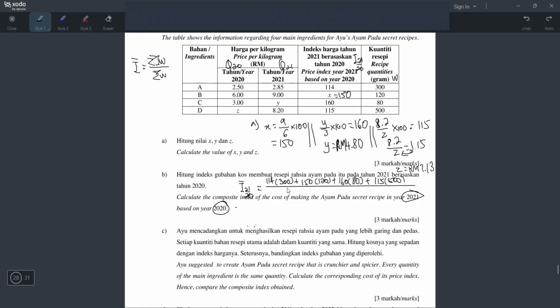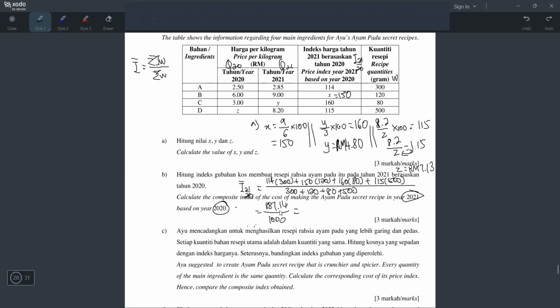Divide by total weightage, 300 plus 120 plus 80 plus 500. And then you can calculate the bottom part first. So 300 plus 120 plus 80 plus 500. Okay, my calculator gives me 1000. And then for the top, press 114 times 300 plus 150 times 120 plus 160 times 80 plus 115 times 500. Okay, my calculator gives me 887.14.